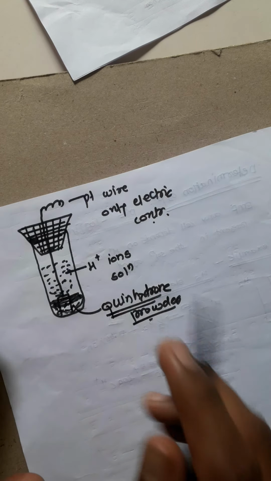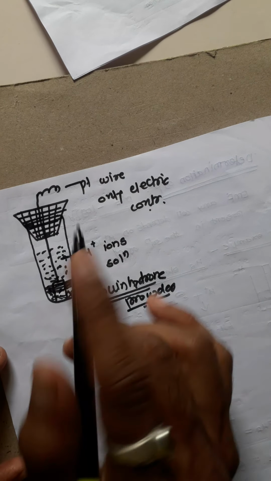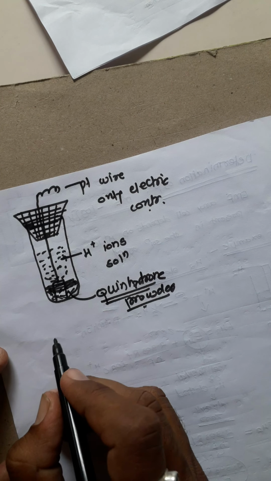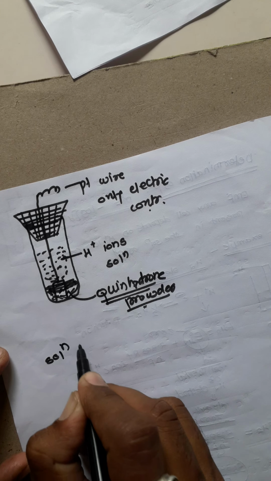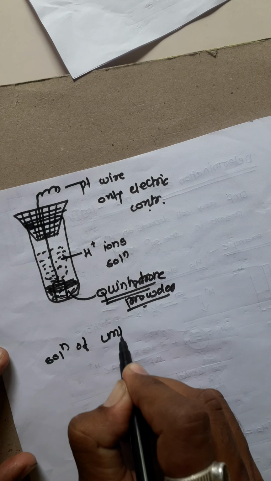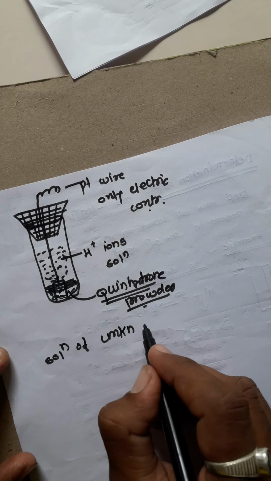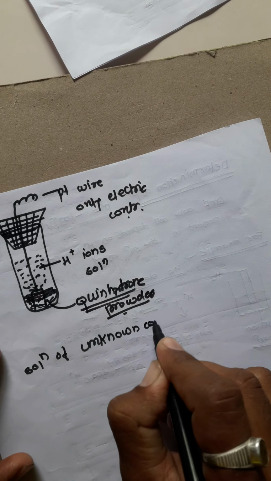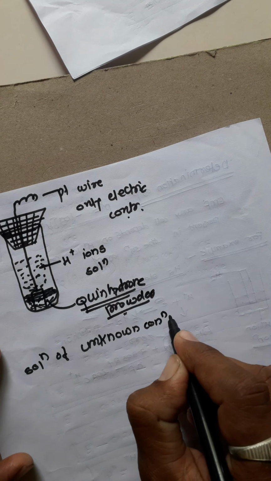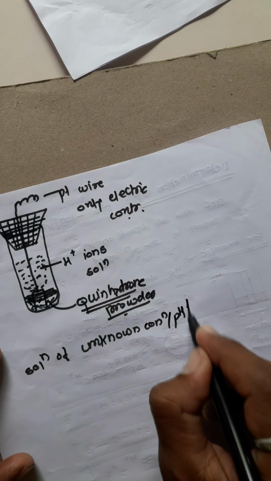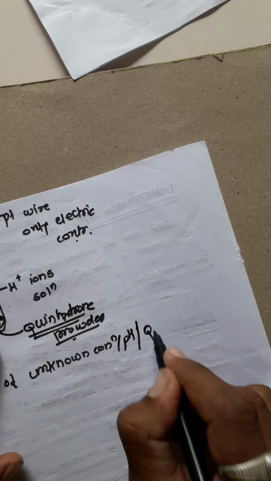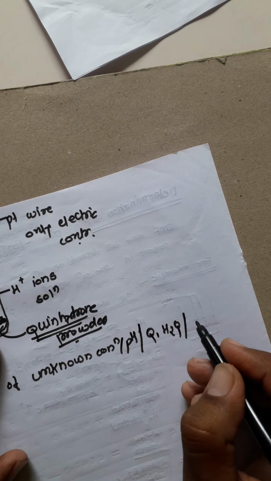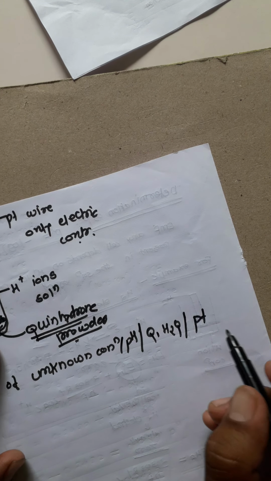Then how to represent this electrode diagrammatically? First, the solution of unknown concentration or pH. Then quinone and hydroquinone, and last is the platinum wire.